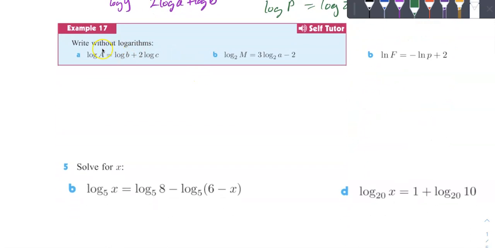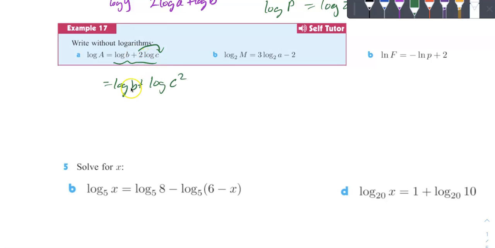This one we want to write without logs. So what that means is you want to have a log on each side. Once you have a log on each side, you can just drop the logs. So we have to combine these sides first. The first thing I do when I want to combine is move the power to the front. So we're going to have it like this.